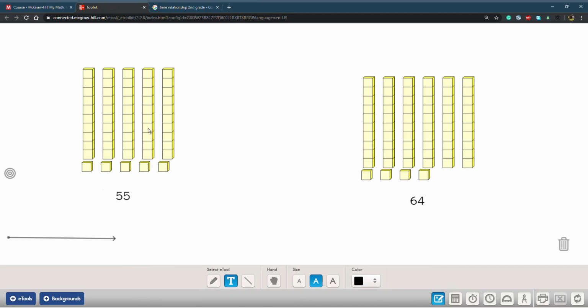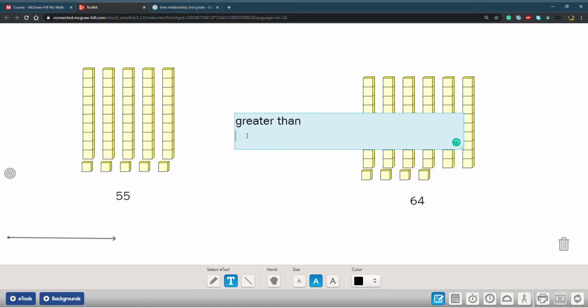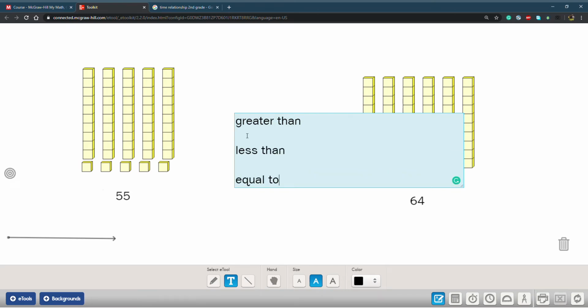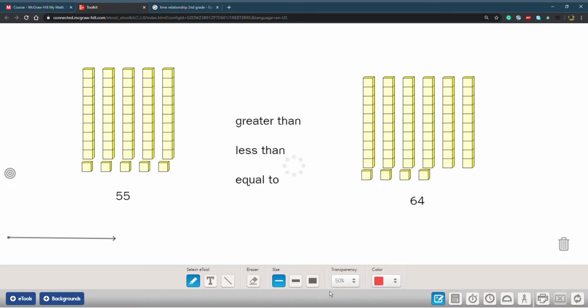So, is 55 greater than 64? Or less than 64? Or equal to 64? Greater than, less than, equal to. We need to put a circle around the correct answer. So, again, is 55 greater than 64, or 55 less than 64, or 55 equal to 64?